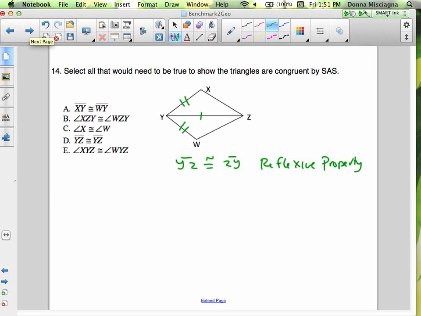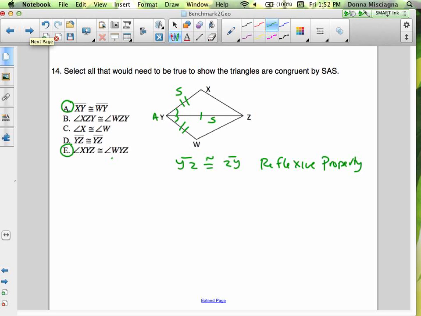Well, if that's going to be the side, we're going to need angle WYZ. Okay, there's WYZ. And angle XYZ. There we go. All right, so we could prove the triangles congruent using side, angle, side, if XY was congruent to WY, and angle XYZ was congruent to angle WYZ, the Y angles there.